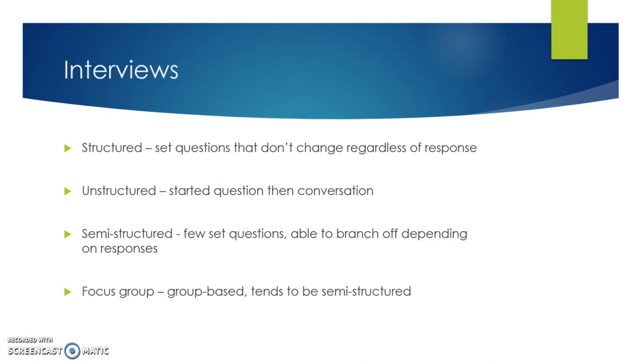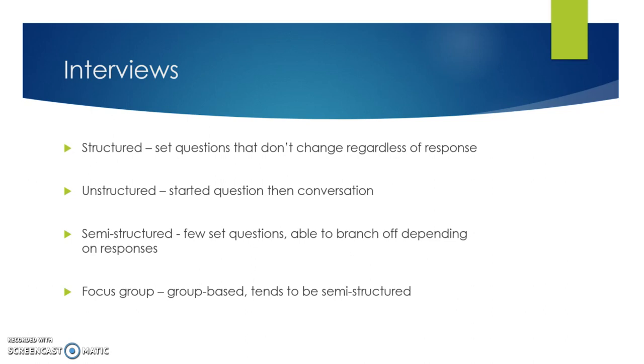So the next method of collecting qualitative data is interviews, and there are four main types of interviews. These are structured, unstructured, semi-structured, and focus groups. Structured interviews are when the researcher has a set of questions that don't change, regardless of the responses that the participant gives. Unstructured interviews are when you have a starter question to start off with, but then the whole rest of the interview is completely improvised and can change depending on the responses that you get from the participant.